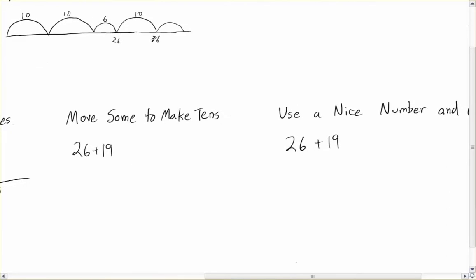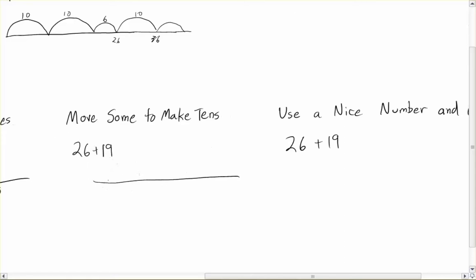Another strategy is to move some to make tens. So here the thought process is, if I'm doing 26 plus 19, I'm going to take some of these 19 and move them over to the 26. I'll take four of them, move them over there, and I'll have 30. And that leaves me with 15 more, and I can do 30 plus 15 to get up to 45 fairly easily.